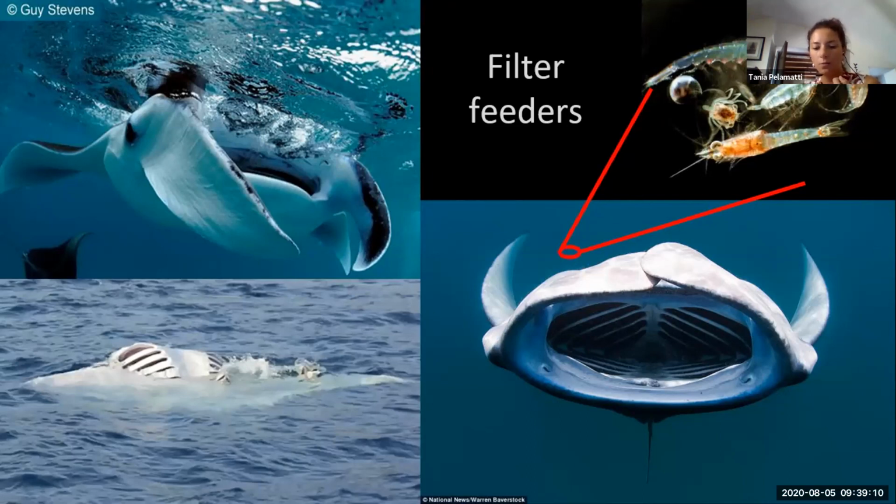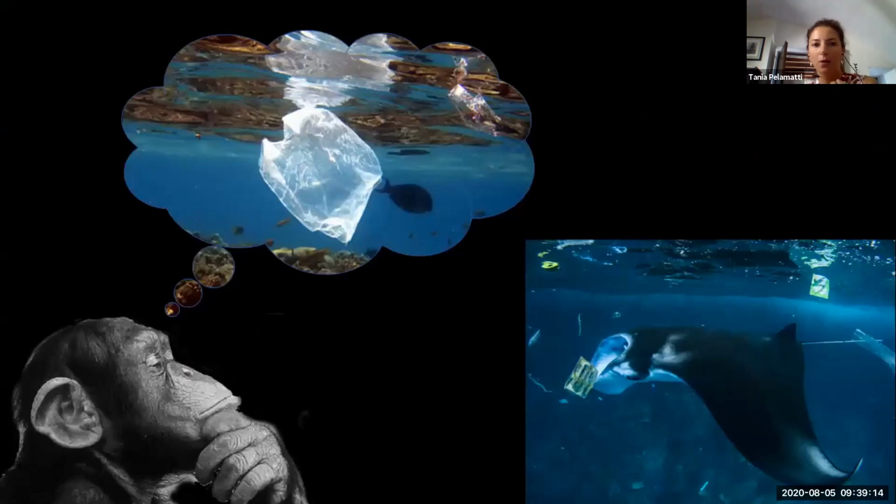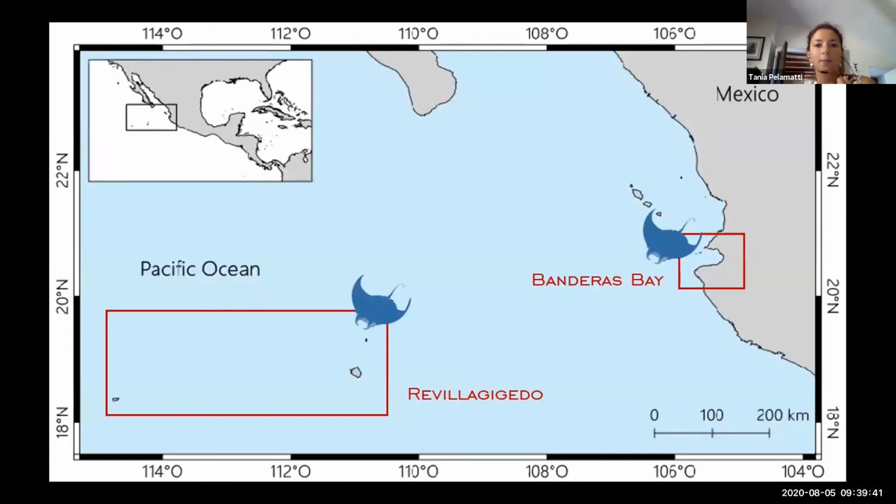And when I saw for the first time their size and their mouth, I started thinking about all the plastic that we have in the ocean. And so I started thinking about, are the mantas ingesting plastics? Because we have a lot of plastics floating in the ocean. So what is happening with manta rays? And that's how my PhD project was born in 2015. And so I started this PhD in the Mexican Pacific Ocean.